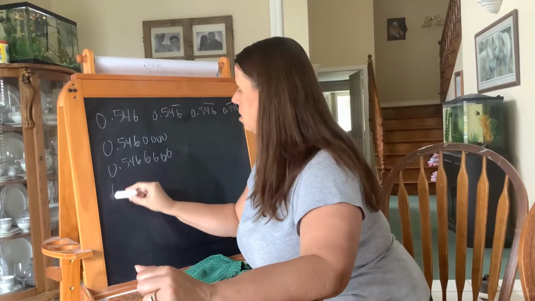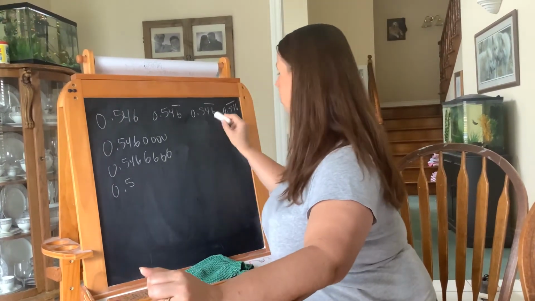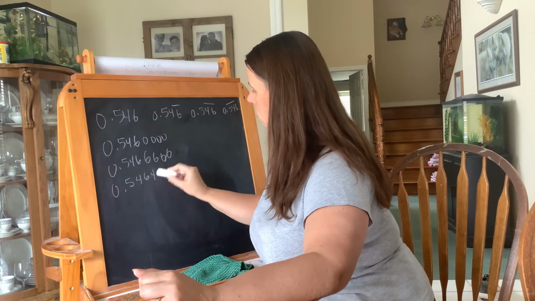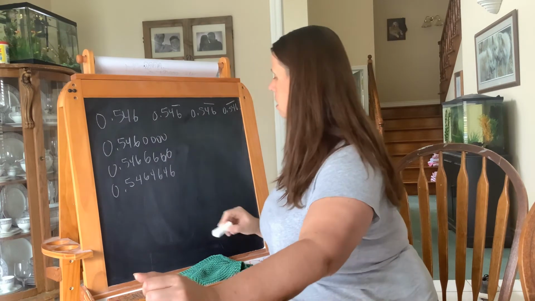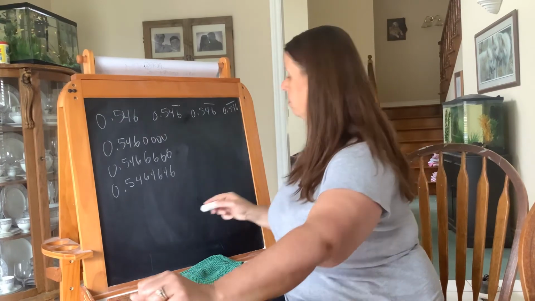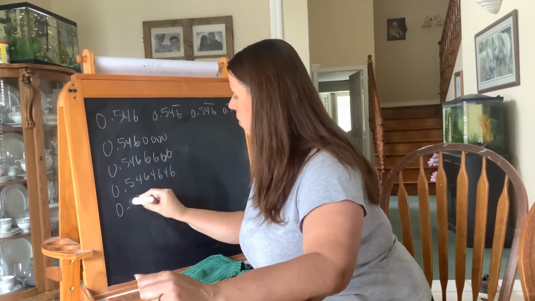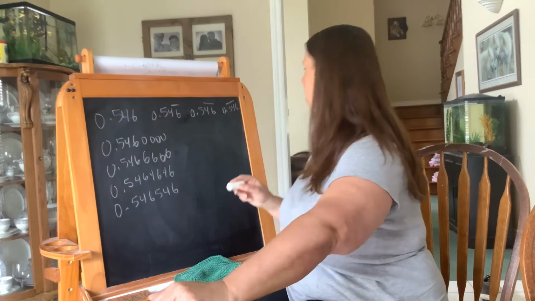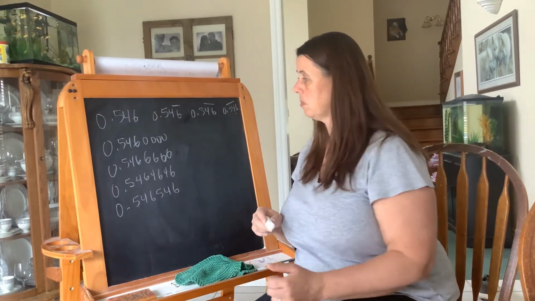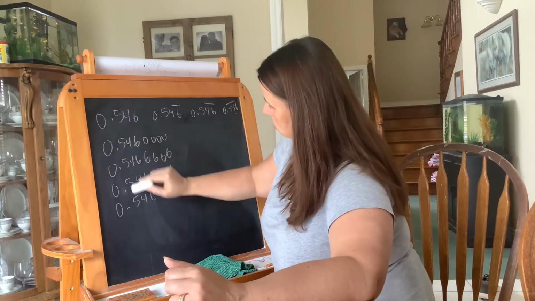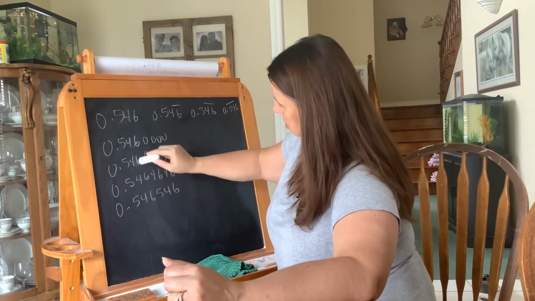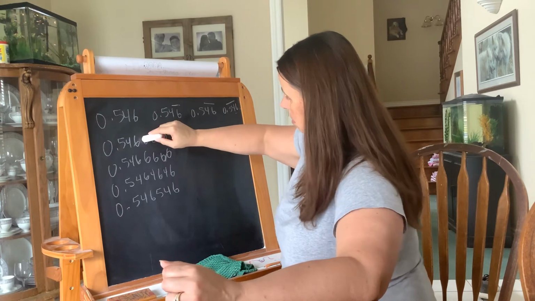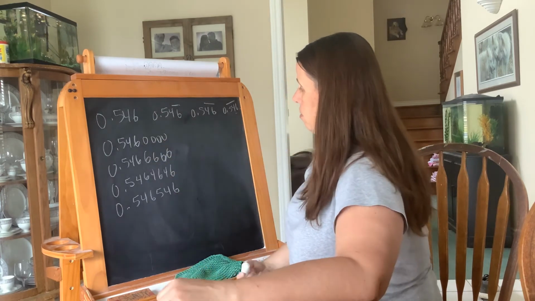Now, 0.5 with the 4, 6 repeating. 4, 6, 4, 6, 4, 6. And this one would be 0.54656, because the whole thing repeats. Okay. 5s are all the same, 4s are all the same, 6s are all the same. Then I have a 0, a 6, a 4, and a 5.